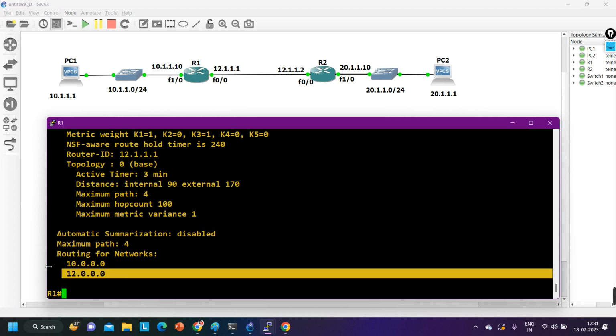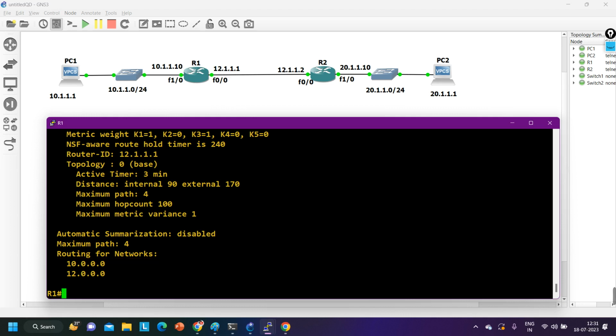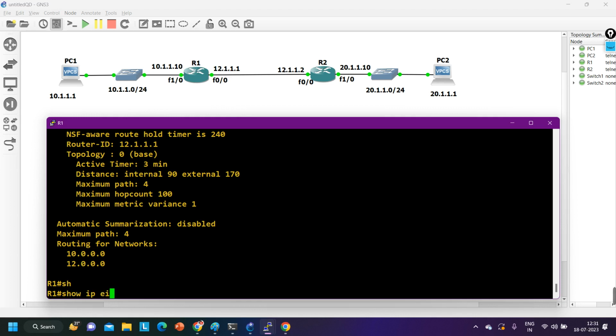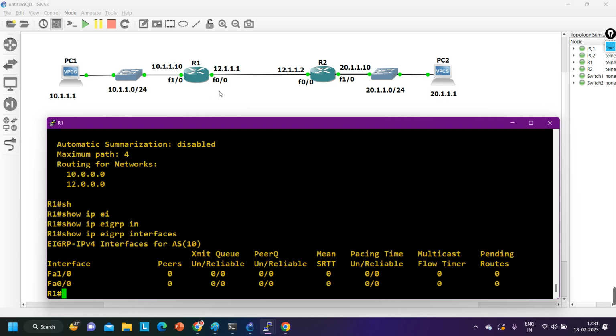Here you can see I have run two commands. Getting my point. And if you want to check the interfaces in EIGRP, you can run the show ip eigrp interface command to check on how many interfaces you have enabled EIGRP. So you can see I have enabled EIGRP on FastEthernet 1/0 and FastEthernet 0/0. Getting my point.